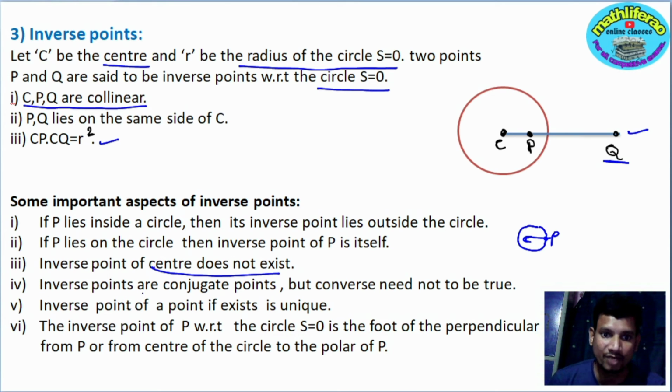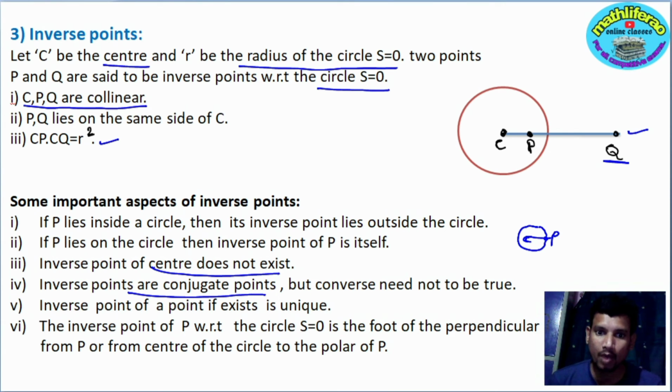Next, inverse points are conjugate points, but the converse need not be true. Inverse points are conjugate points, but conjugate points need not be inverse points. Next, fifth one: the inverse point of a point, if it exists, is unique. If an inverse point exists for a point, then only one exists. The inverse point of a point, if it exists, is unique.